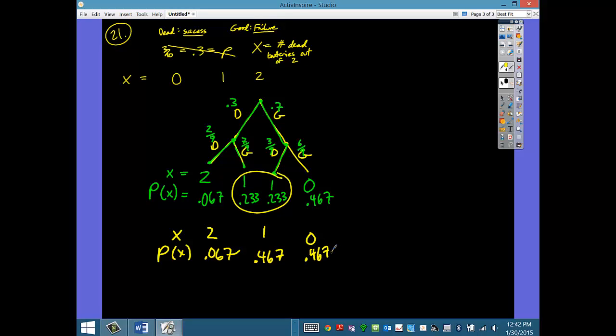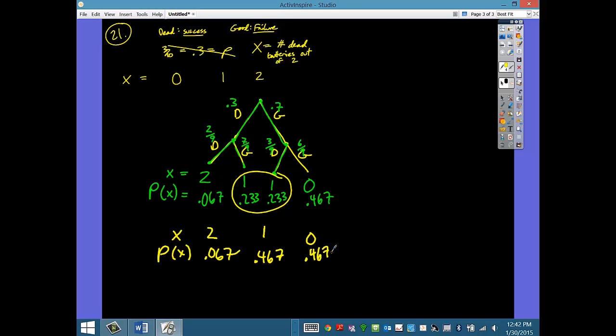Okay, and does this add up to 1? I certainly hope so. Does it add up to more than 1? Oh, no. I see what I did. Yeah, okay, so it definitely adds up to 1. Okay, so what else do we have to do here? This is our probability model.